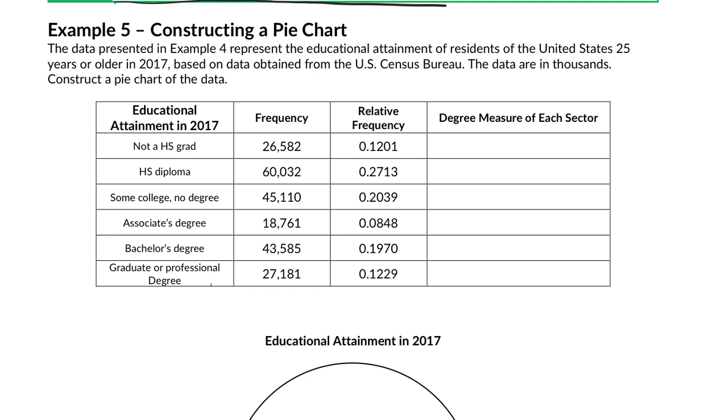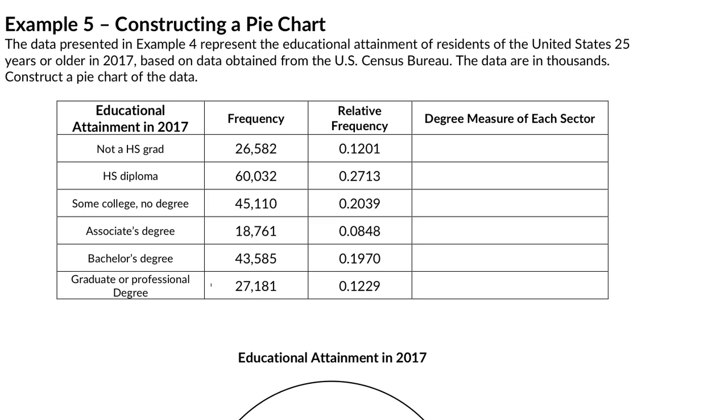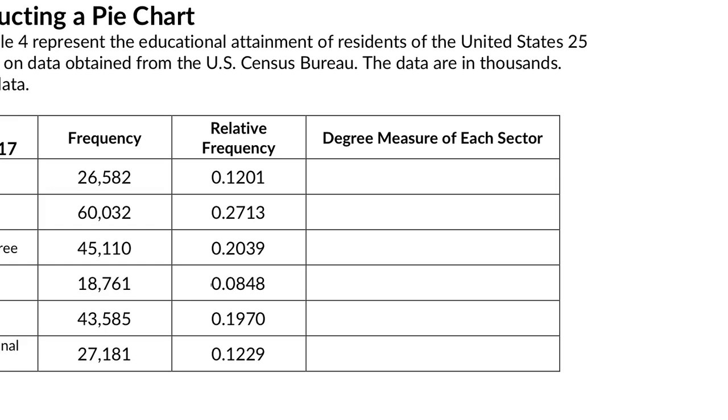We're going to find the degree measure of each sector. So we had the frequency that they gave us. We found these relative frequencies, and if we want to put these into a pie chart, we need to know what percentage of an entire circle we're going to take up. If you're going around an entire circle, how many degrees is that? And if you only want 0.1201 of it, we need to know how much percentage that is, or what degree we would use. So we do the relative frequency 0.1201 times 360 degrees.